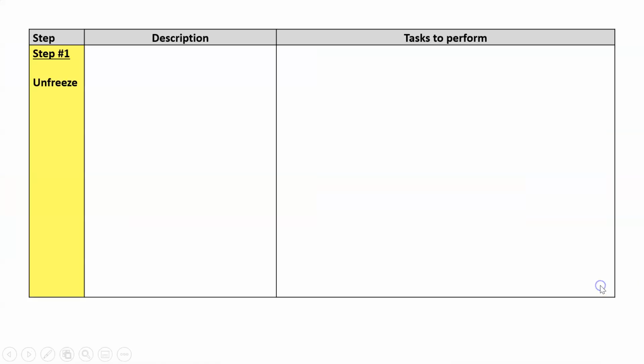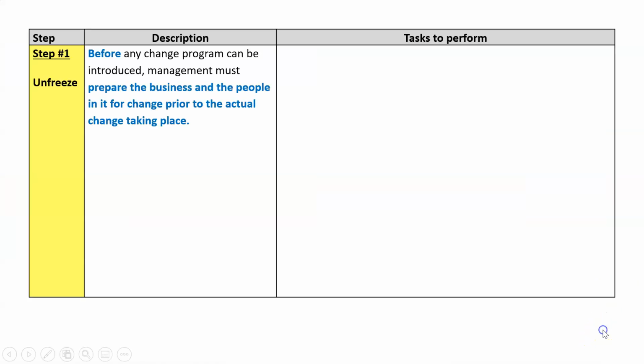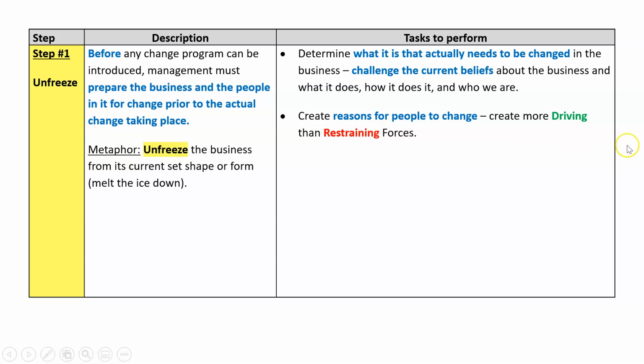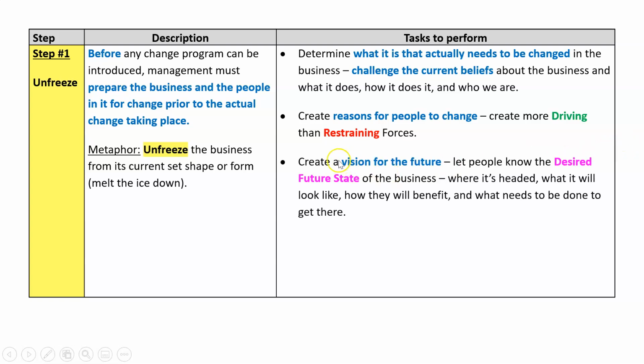What about each of the steps? Well, that's not too difficult. We just need to remember what it means. Step 1, unfreeze. Before any change is implemented, we've got to prepare the business and the people for it. We want to be able to say some things that you could actually do as the person in charge. First of all, figure out what needs to be changed. Challenge the current beliefs, like in Senge's mental models. Create reasons for change, create more driving than restraining forces. And create a vision for the future. That's how you unfreeze. You get people to see what the future will look like.